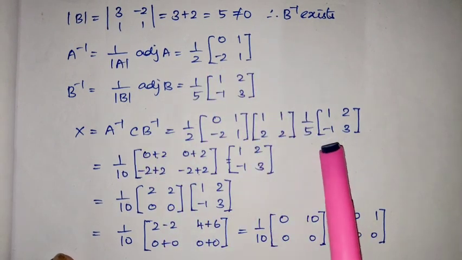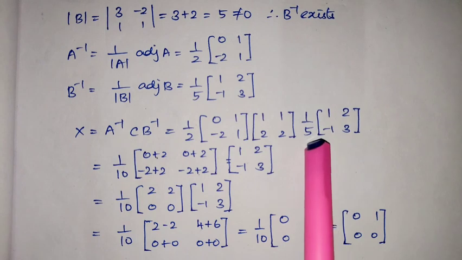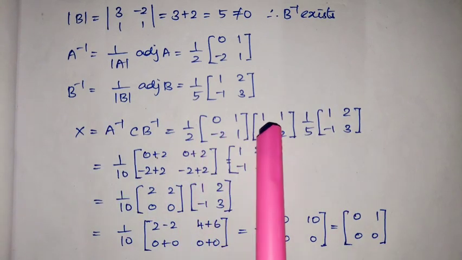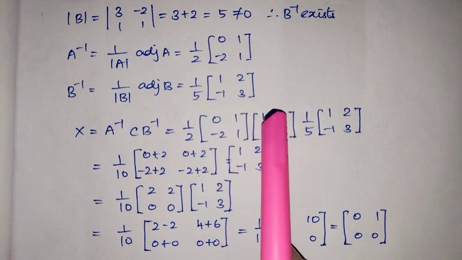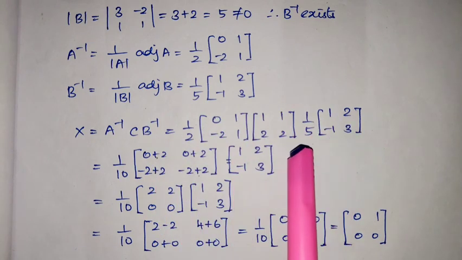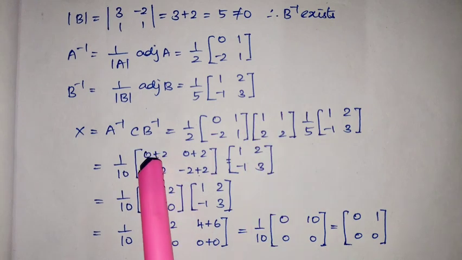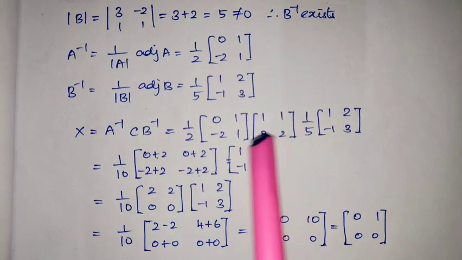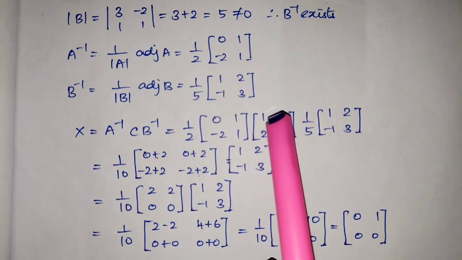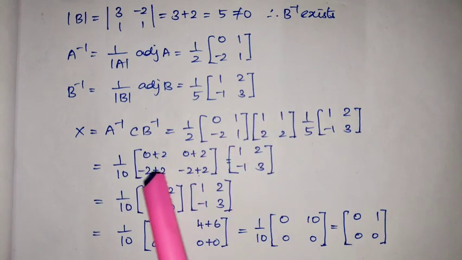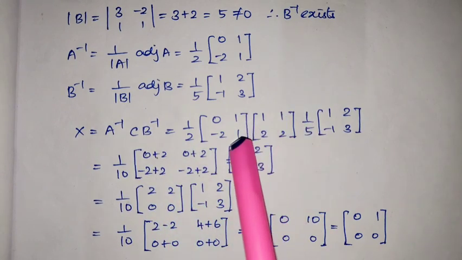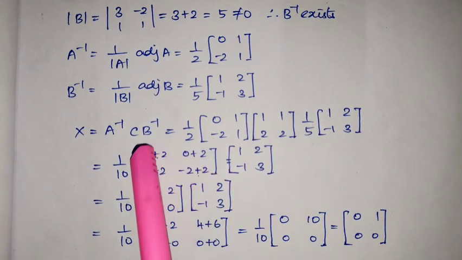This is also written. And you know that we can bring this 1 by 5 in the front. So 1 by 2 into 1 by 5 is 1 by 10. I'm going to multiply these two matrices. 0 into 1 is 0. 1 into 2 is 2. 0 into 1 is 0. 1 into 2 is 2. Minus 2 into 1 is minus 2. 1 into 2 is plus 2. Minus 2 into 1 is minus 2. 1 into 2 is plus 2. Okay, the same thing will be repeated on both sides.